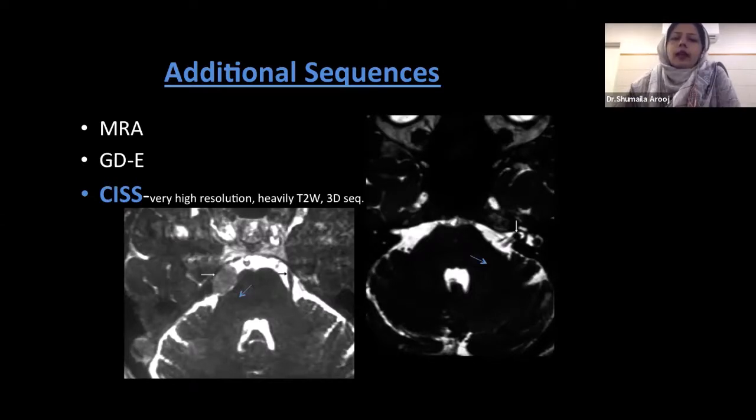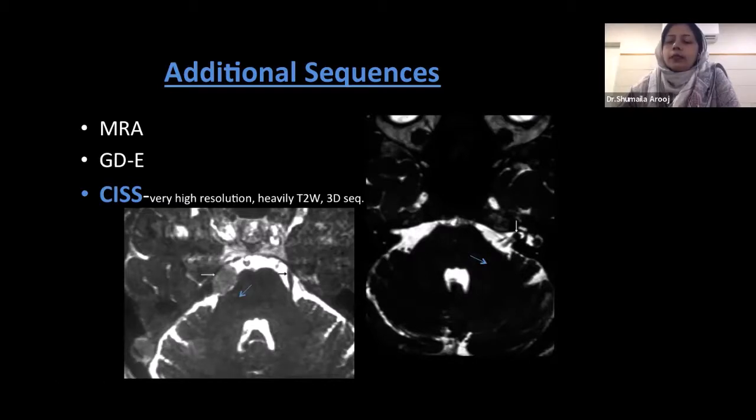So CISS is a very high resolution, heavy T2 weighted sequence. It's a 3D sequence, so very thin volume based images are taken, and you can appreciate the nerves very well on this. You can see, for example, if you look at the image on my right, that the 7th and 8th nerves are going from the cerebellopontine angle towards the internal auditory canal. The patient had tinnitus. This was a case who presented to our hospital, but the patient did not have a CISS sequence. So we couldn't appreciate anything on the baseline sequences, but we ordered a CISS sequence, and we could find that there was a tiny schwannoma lying in the internal auditory canal, and it was not picked up on the rest of the sequences.